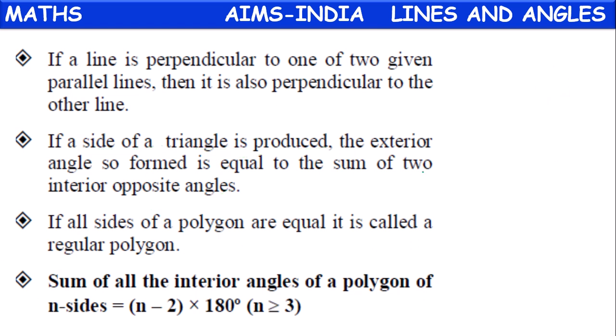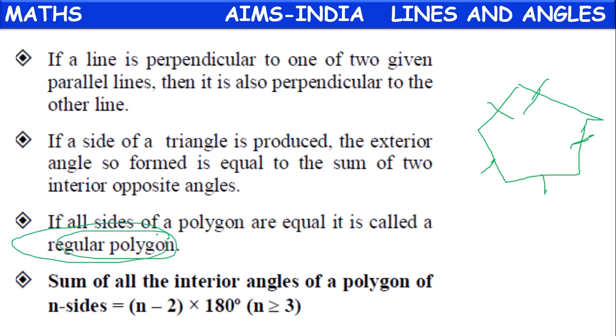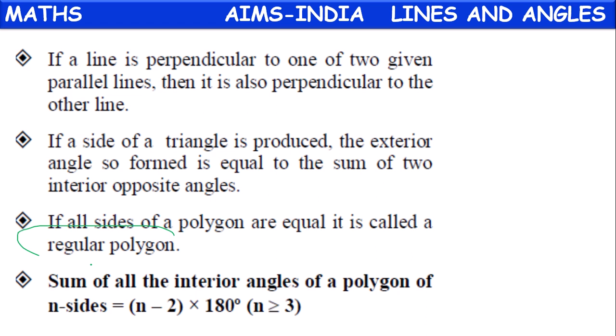Next, if you have a polygon, polygon means having many sides. If all sides of a polygon are equal, then it is called a regular polygon.